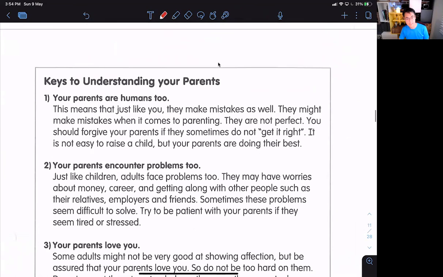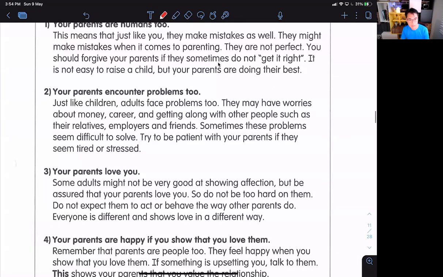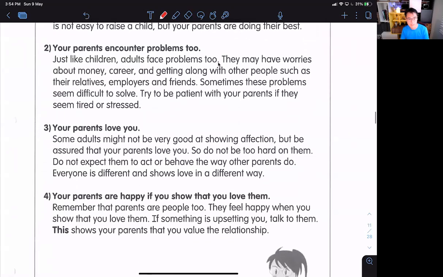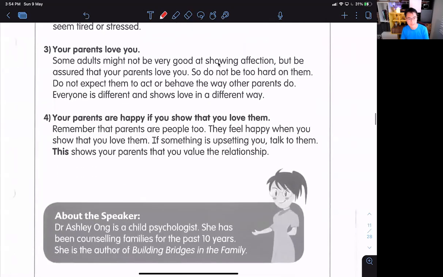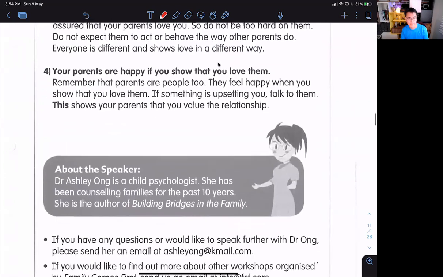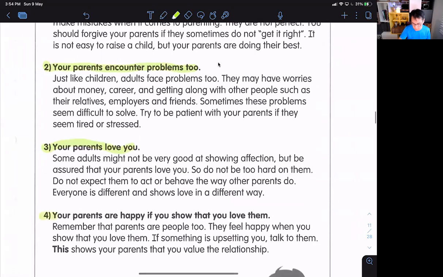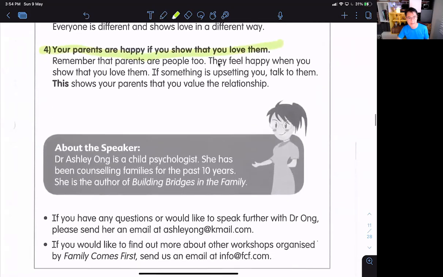Okay, so the keys to understanding your parents: your parents are humans, your parents encounter problems, your parents love you, and your parents are happy if you show that you love them. And there are some, of course, explanations and elaborations within each of these main keys. So these are the 4 keys, and of course, all of the elaboration there.